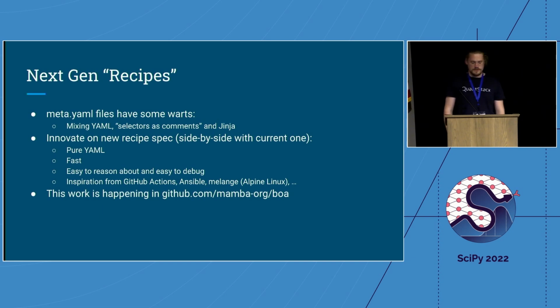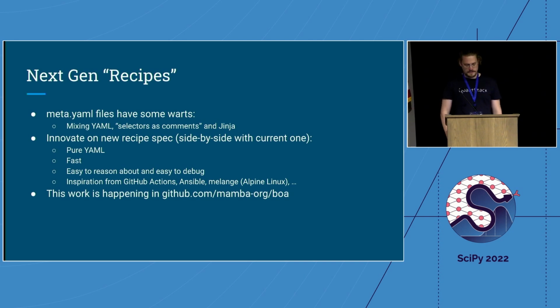So the idea is to take it one step further and go back to the drawing board and start again with an easier-to-parse format. Mainly that would be pure YAML, and that makes it faster to parse. And also some other stuff. There's some recursion going on in the recurrent recipes, and getting rid of the recursion makes it faster.